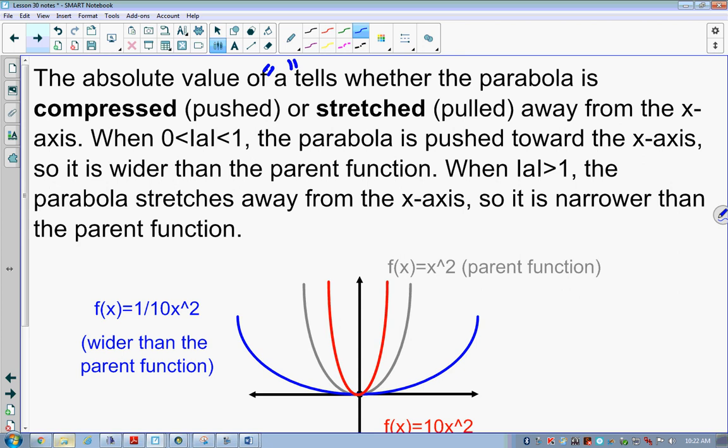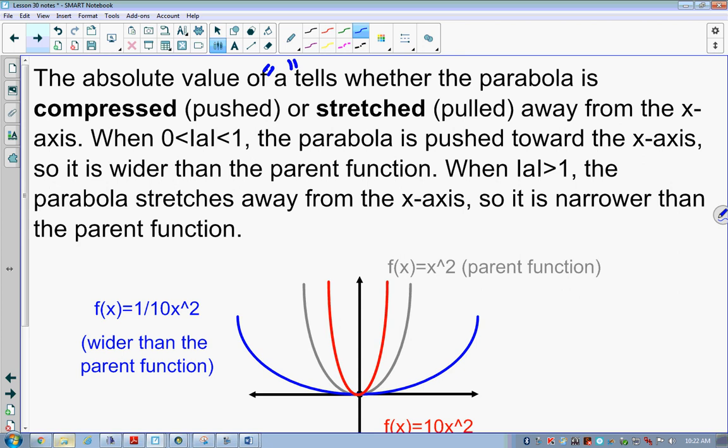But if it is a number greater than 1, anything greater than 1, it's actually going to get compressed. It's going to get closer and closer to the y-axis. It's going to get pushed away from the x-axis. So that's the difference between what you see with the blue, where let's say we had something like a was 1/10, just for an example. If we had f of x equals 1/10 x squared, it's going to be really wide.